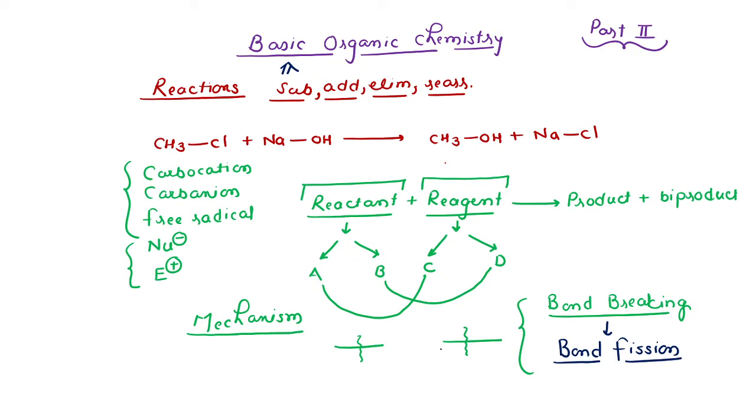So if bond fission takes place, then that bond will break. What are the different conditions? You know that in the reaction and reagent we are using solvent also. So sometimes this bond is weakened by either the reagent or the solvent, and that bond is going to break. That's it. So now we are going to learn bond fission in detail. First of all, we'll clear the concept known as bond fission.